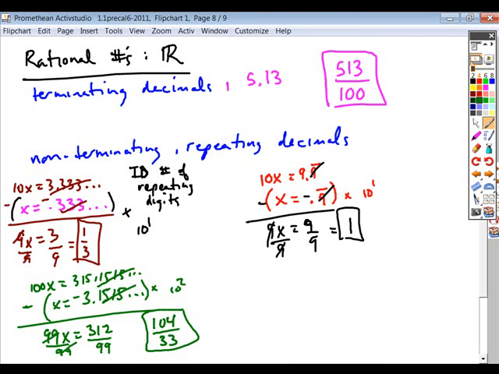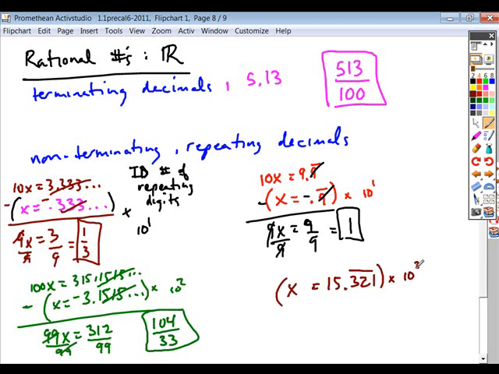Questions on any of that process? Okay, I want you to try one last example. See if you can find the rational form of 15.321 repeating. All right, the process again: set it equal to x. Figure out how many digits repeat. This time there are 3. So we take 10 to the third, and multiply both sides by that value.